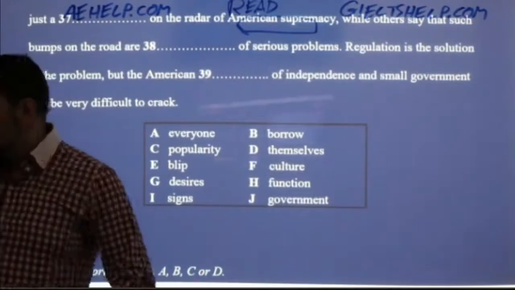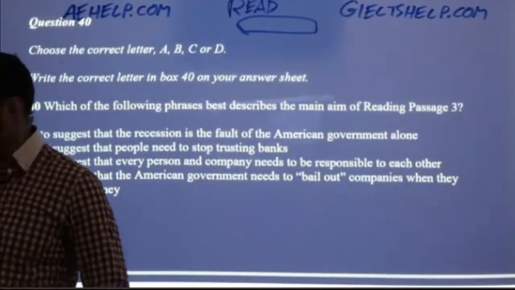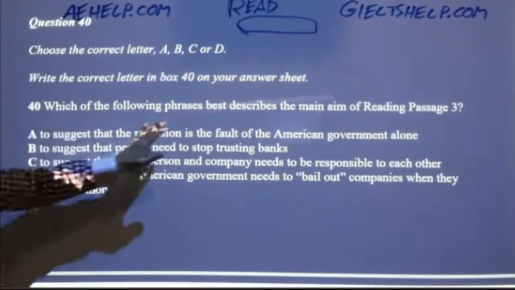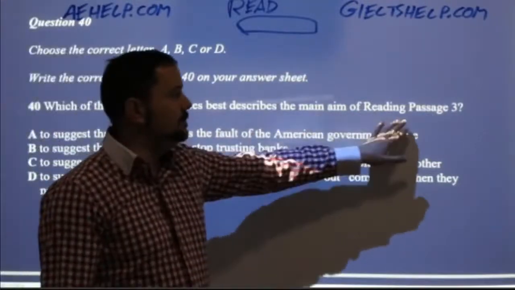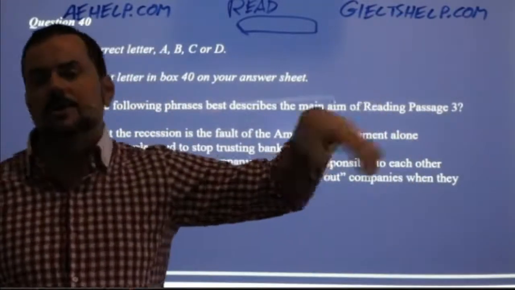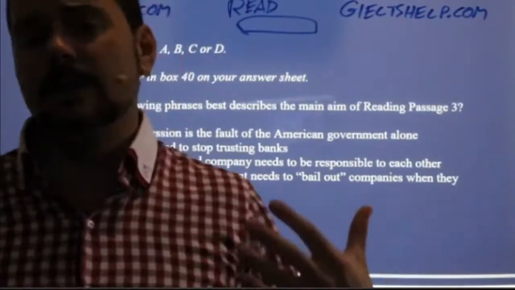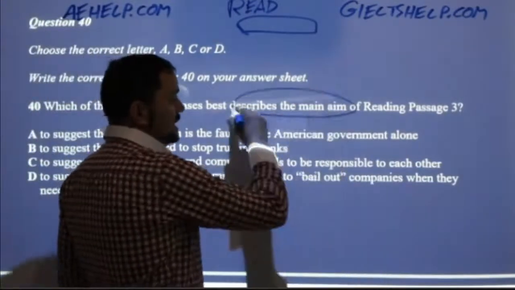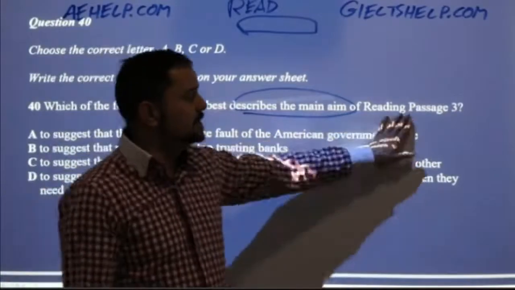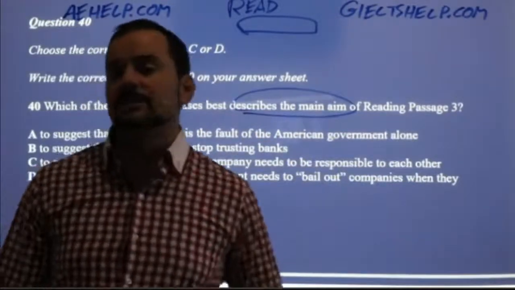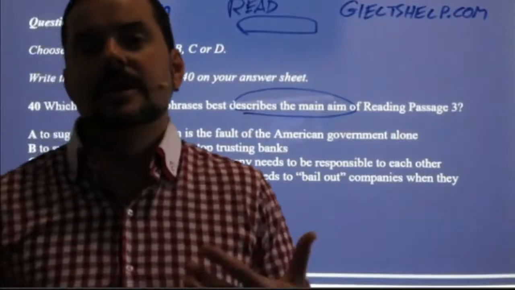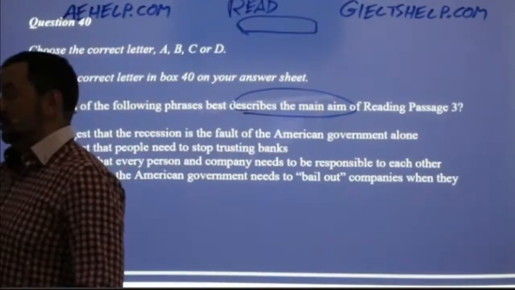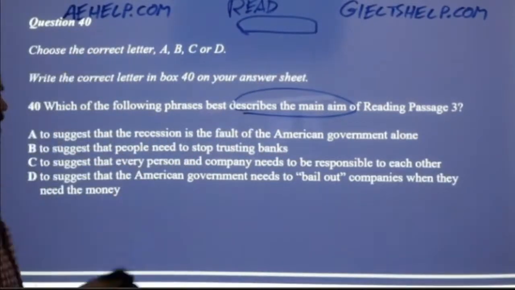Okay, and then I have question 40, multiple choice. I don't worry about the answers because I don't know which one is correct. Which of the following phrases best describes the main aim of reading passage 3? So this is reading passage 3. It's virtually impossible to skim. Here I'm reminded about that. So this question is asking about the main aim, so the main goal of this passage. You cannot answer this kind of question by just skimming the passage. You can't explain what the main aim of a passage is by quickly skimming through it. Very difficult anyway.